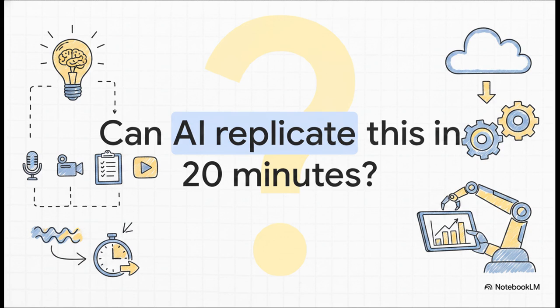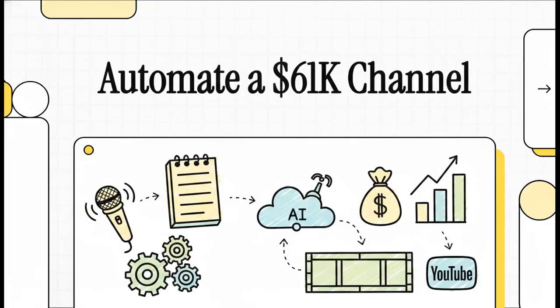In this explainer, we're going to break down the exact AI automation workflow used to reverse engineer these exact results in record time. We are talking about turning hours of agonizing work into just a matter of minutes. So consider this your personal masterclass in modern digital leverage. We are going to map out the entire blueprint for automating a $61,000 a month YouTube channel.